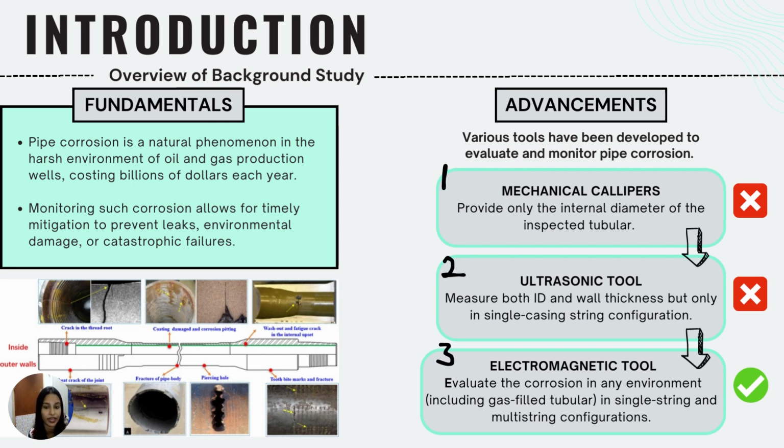Finally, they discovered the latest one, which is the electromagnetic tool, which we can say is the conventional one being used in the industry these days. It is used to evaluate corrosion in any environment, including gas-filled tubulars, in single-string and also multi-string configurations. So this is the advancement so far throughout the years.